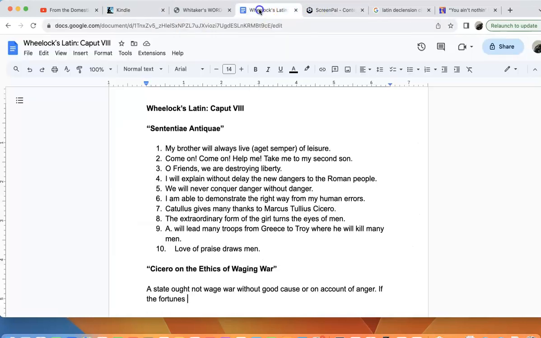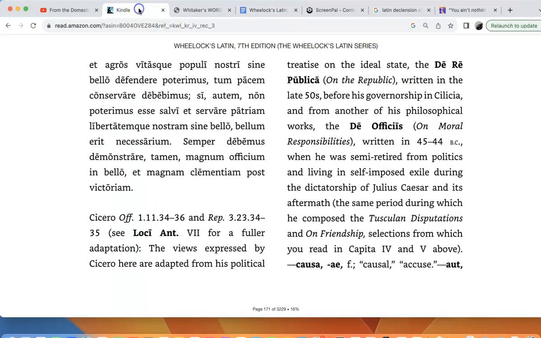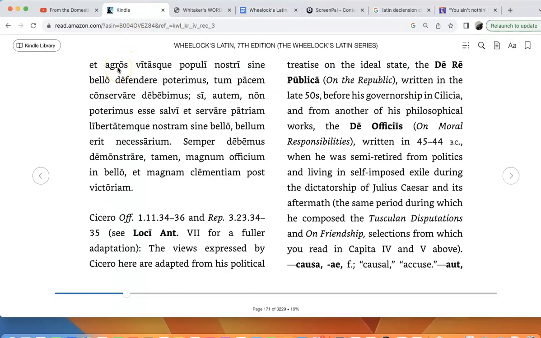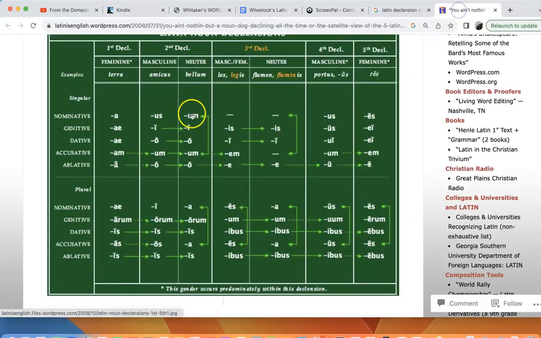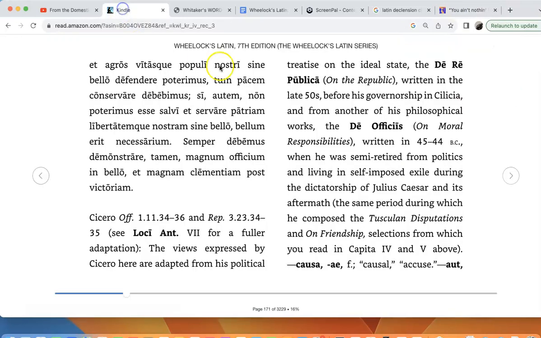So let me write that down here. If the fortunes, fields, and lives of the people. So we've had some of this vocabulary in earlier chapters. So agros, we get words like agriculture. So if the fortunes, fields, and lives of our people. So notice that of our people is second declension, genitive singular. So genitive always means of.